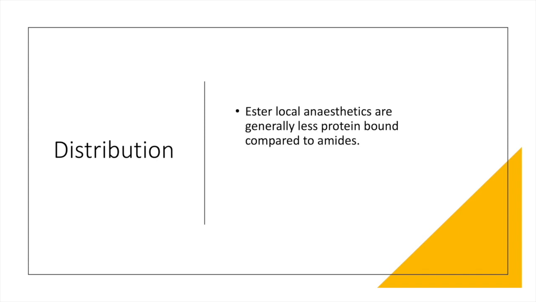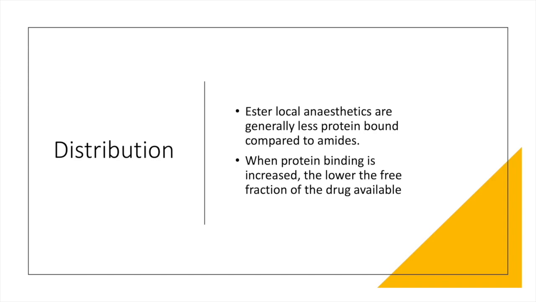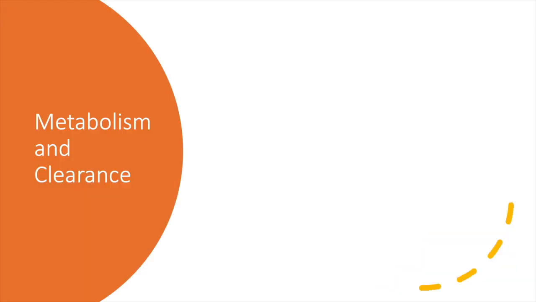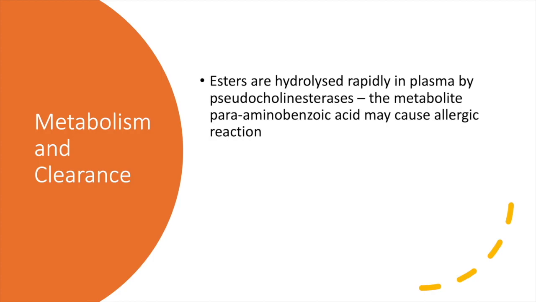Generally, ester local anesthetics are less protein bound compared to amides, and when protein binding is increased, that means that there's a lower free fraction of the drug available. With regards to metabolism and clearance, we've talked a little bit about this already, but esters are hydrolyzed rapidly in plasma, and that's by pseudocholinesterases. We've talked about para-aminobenzoic acid, and that could cause allergic reaction.